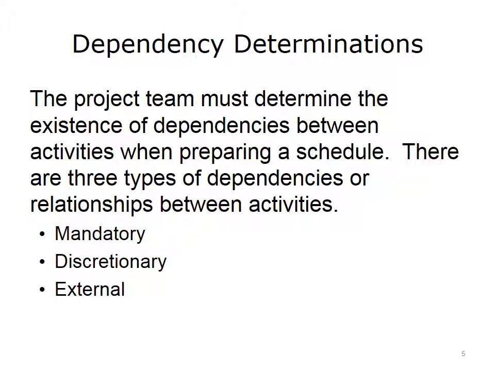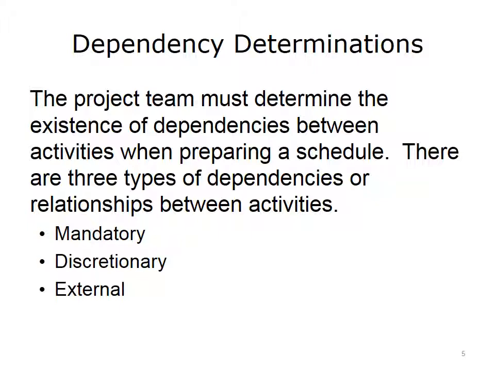The project team must determine the existence of dependencies between activities when preparing a schedule. There are 3 types of dependencies or relationships between activities: mandatory, discretionary, and external. In mandatory dependencies, the activity sequence is inherent in the nature of the work performed. Mandatory dependencies are also known as hard logic. The predecessor, initial activity must be started or completed before successor, secondary, or following activity can begin.